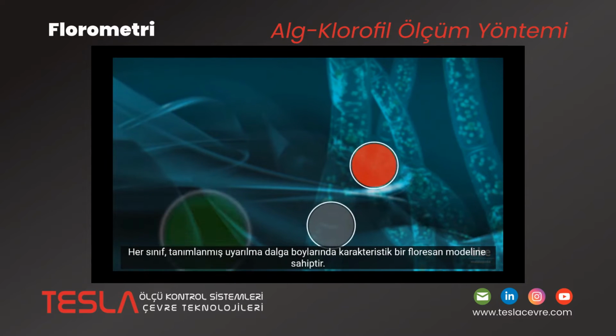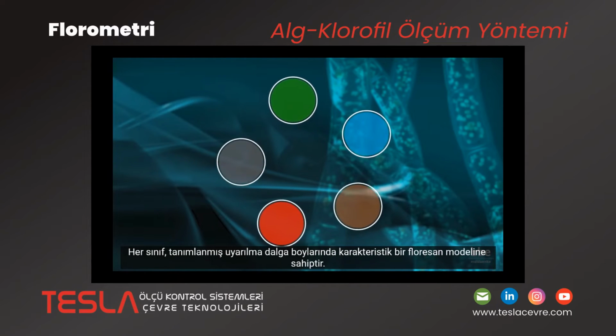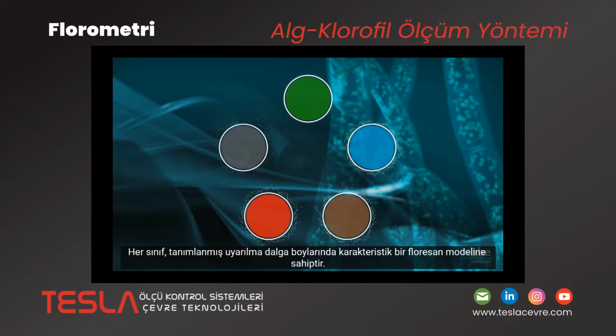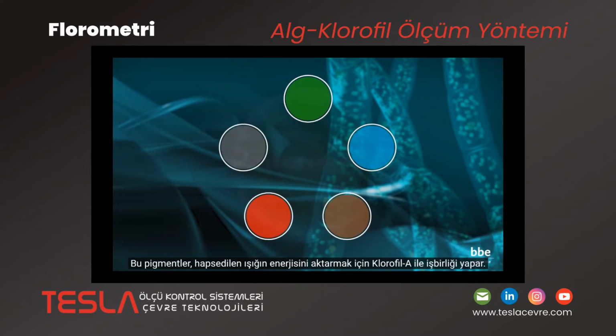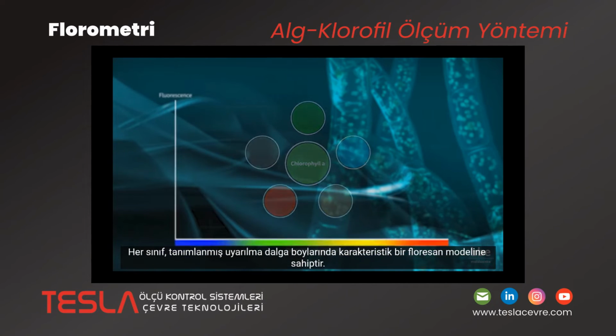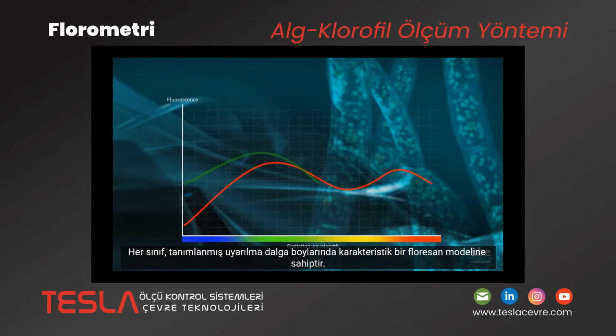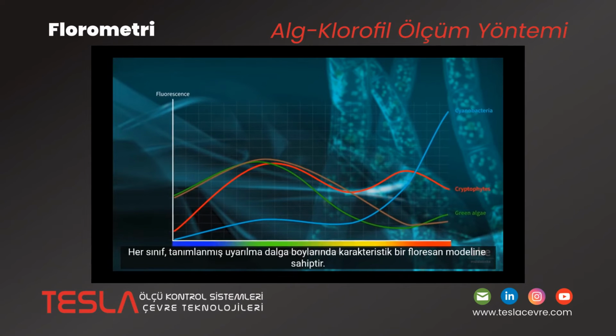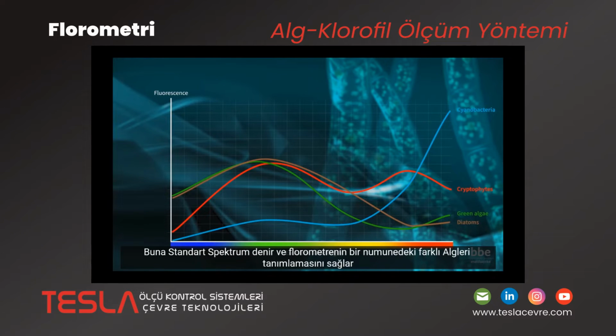5 main spectral classes can be identified, which are related to the different algae pigments. These pigments cooperate with chlorophyll A to transfer the energy of the trapped light. Each class has a characteristic pattern of fluorescence at defined excitation wavelengths. This is termed the norm spectrum and enables the fluorometer to identify different algae in a sample.